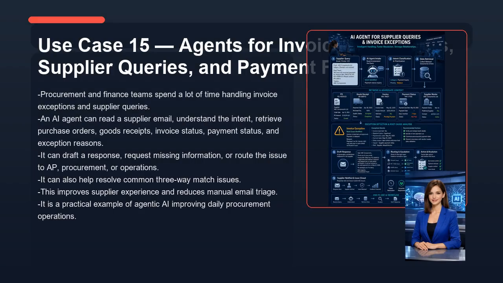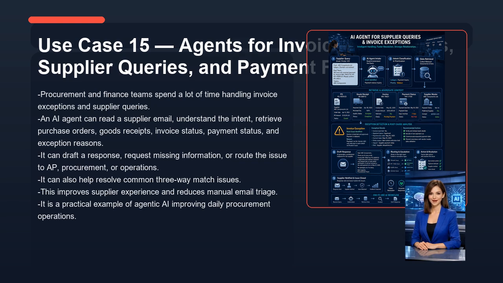Now let's look at use case 15, agents for invoice exceptions, supplier queries, and payment follow-up. Procurement and finance teams spend a lot of time handling invoice exceptions and supplier queries. An AI agent can read a supplier email, understand the intent, retrieve purchase orders, goods receipts, invoice status, payment status, and exception reasons. It can draft a response, request missing information, or route the issue to AP, procurement, or operations.